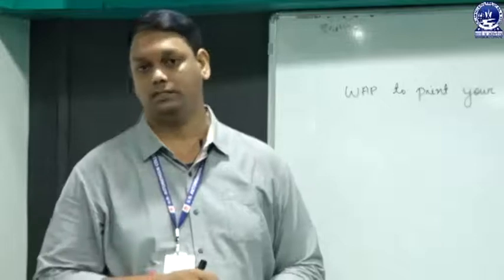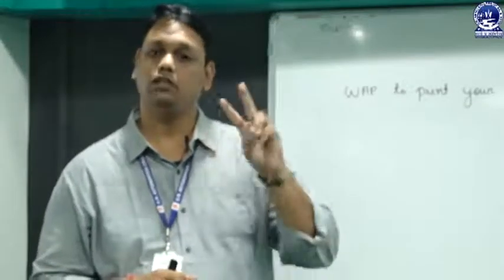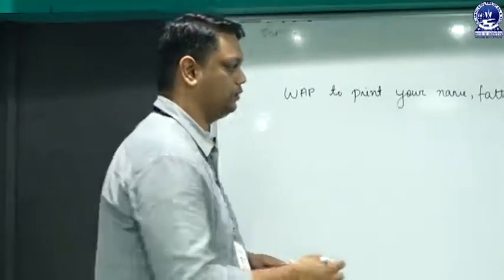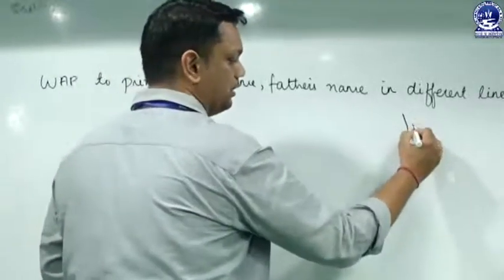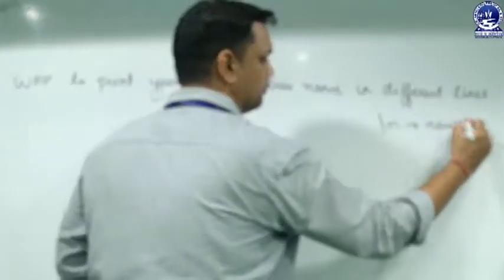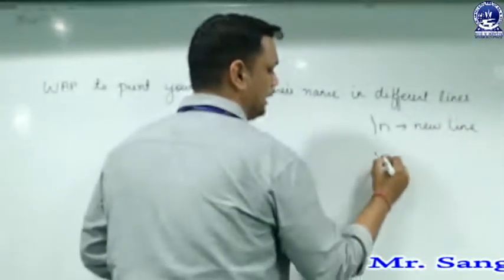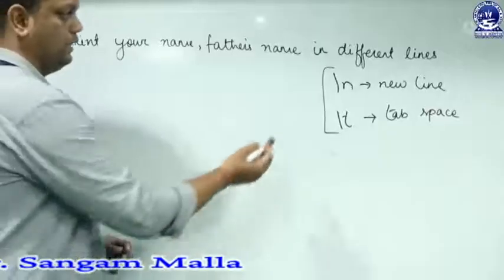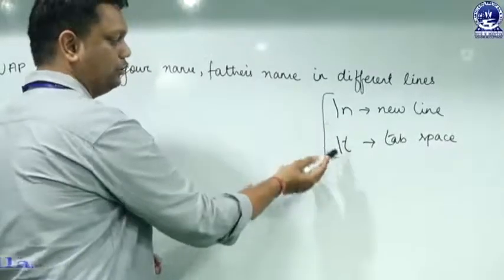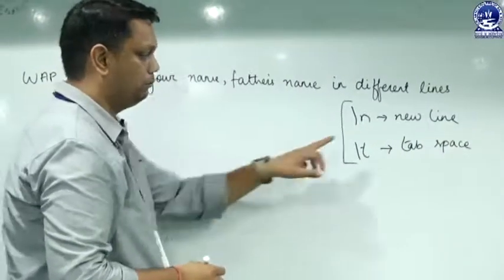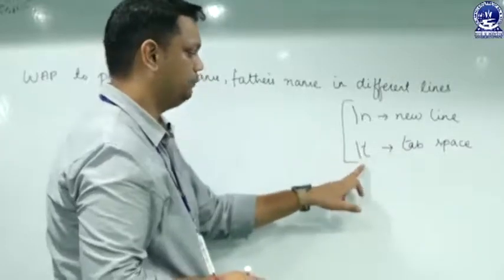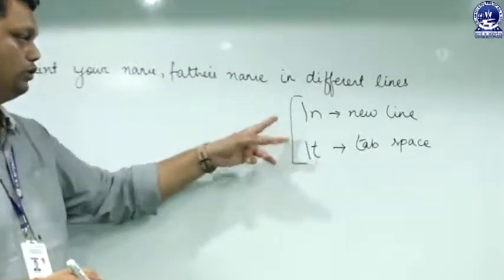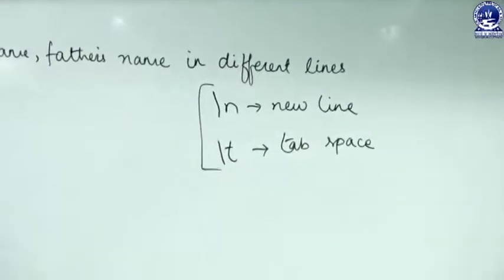So what do you mean by escape sequence? For now I am telling you the two most used escape sequences, that is \n for a new line and \t for a tab space. So these are the two widely used escape sequences in a program. \n stands for new line and \t stands for tab space.